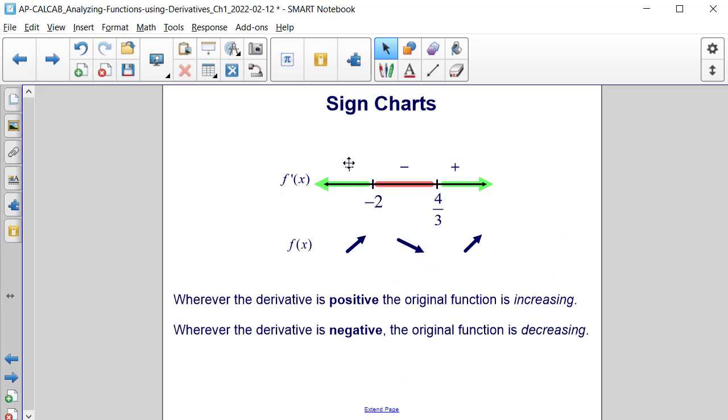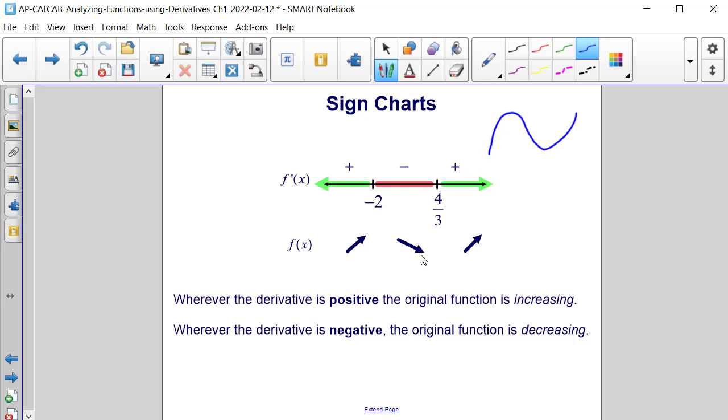If f prime of x is positive, that means the function is increasing. So we can show increasing values for the 2 plus signs that were created. And where the derivative is negative, for us in between negative 2 and positive 4/3, we can draw an arrow pointing downward and to the right to show that it's decreasing. So our function's going to look something like this just from these increasing and decreasing values.